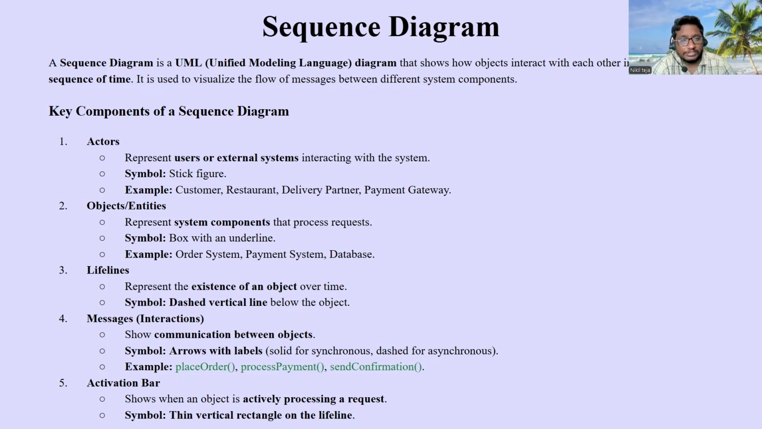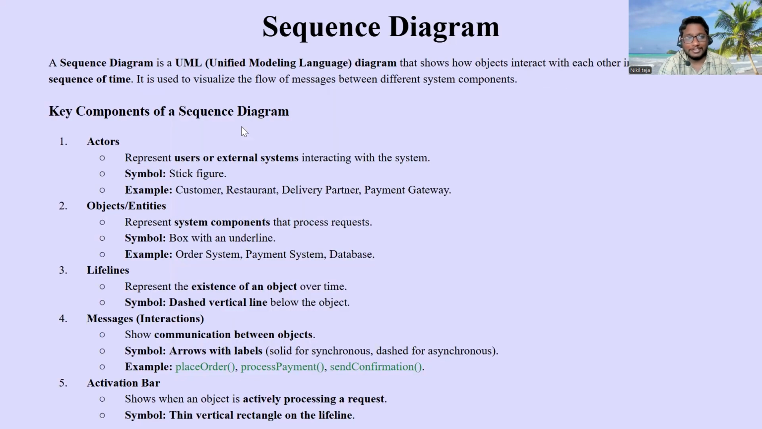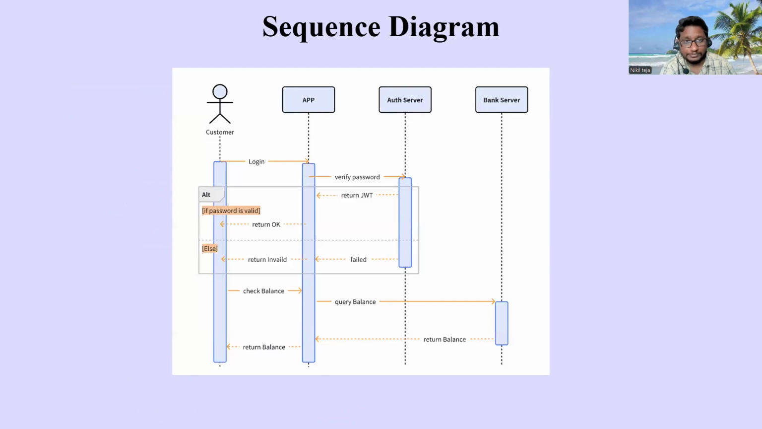Key components of a sequence diagram. One is the actor. Actors are nothing but we, who are interacting with the systems. They represent users or external systems interacting with the system, as simple as that. Next is the symbol. Actors are represented by a stick figure. See the guy with hands and legs, that is the actor. Objects represent the system components that process the request, and they are represented by a box or underline.